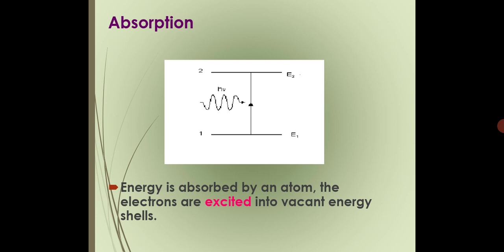Here in the figure, consider the energy of an electron in the E1 state. When a photon of energy h nu is allowed to fall on this electron, the electron transits from the ground state, the E1 state, to the E2 state. That is, the electron is excited.